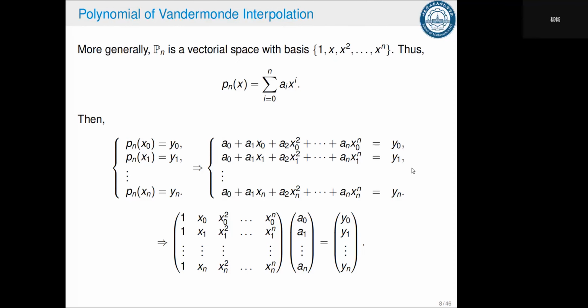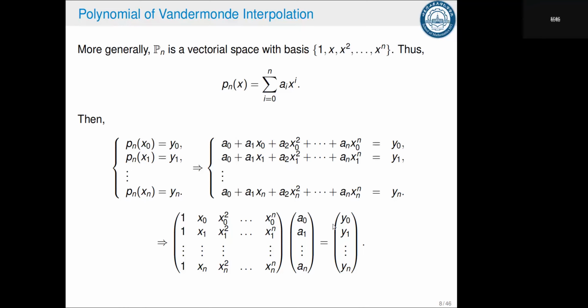Of course, we can write it further in matrix form. You see, from here and here they are the same thing, and you will find this is a matrix. The size of this matrix is n plus 1 times n plus 1, and here is a vector. This is a vector, and this is the right hand side.